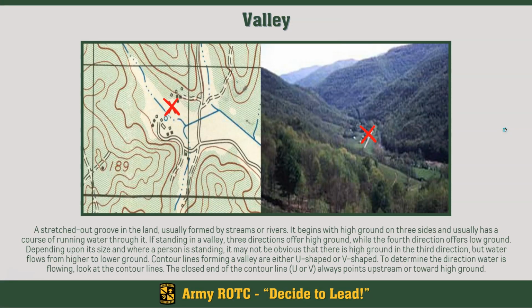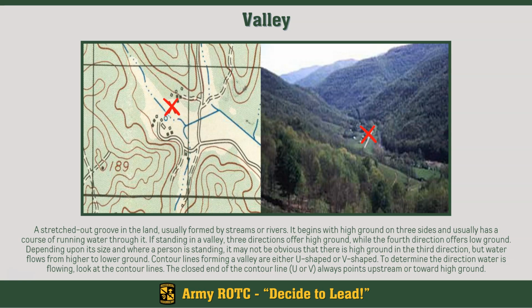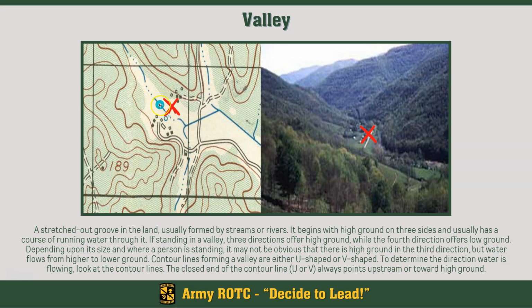Now, valley, it's going to be a little bit different. So this is going to be more of a stretched out groove in the land, formed typically by streams or rivers, right? So when we look at valleys on maps, a lot of times you can conclude it's a valley because there's either seasonal water or regular water being shown there. So you can see here on this map, this is the valley area, and you can see this rainwater or some sort of seasonal water coming through.